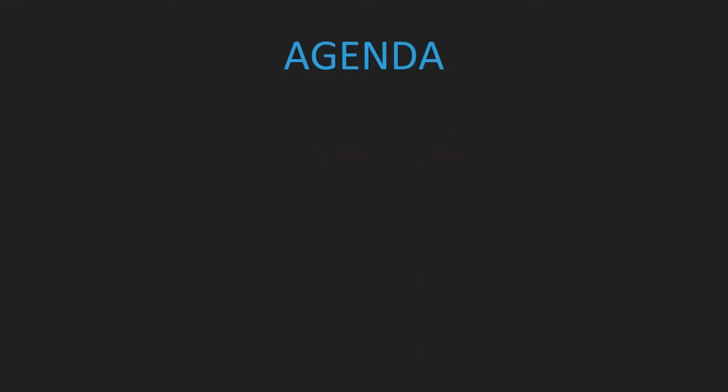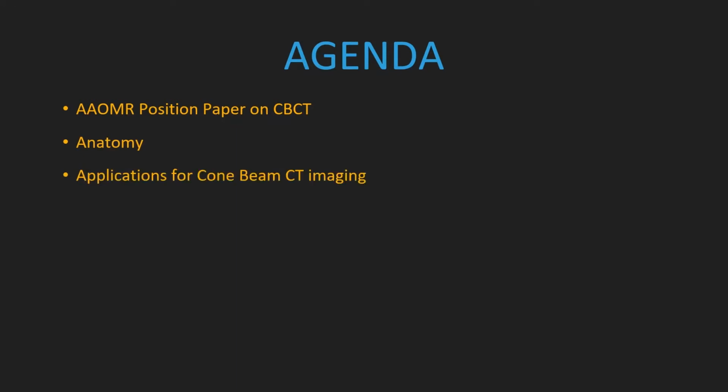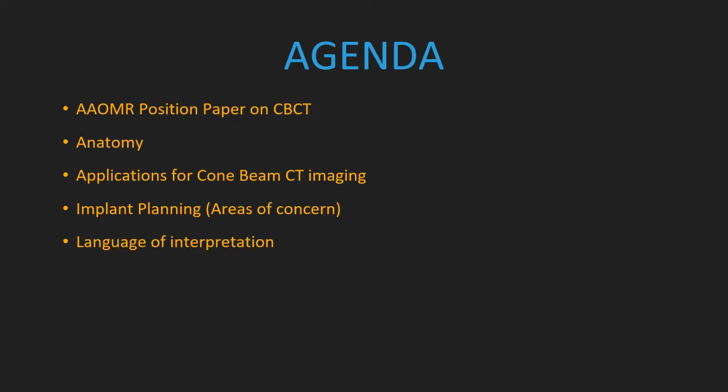So the agenda, we got a lot to cover within this hour. These courses are usually like 8 hours long, and I really wanted to touch base on a few different things. And hopefully, if we get some feedback on certain areas that you are more interested in, we can start doing a series focusing more on the different types of categories or anything involving radiology. So first, we're just going to talk real quick about the AAOMR position paper on CBCT. We'll go through some anatomy through the CBCT scan, some applications for CBCT, some implant planning, and especially some areas of concern why we stress the importance of utilizing CBCT. Language of interpretation, and some disease categories, and then some cases, and at the end we'll do a little Poll Everywhere to get some interaction.